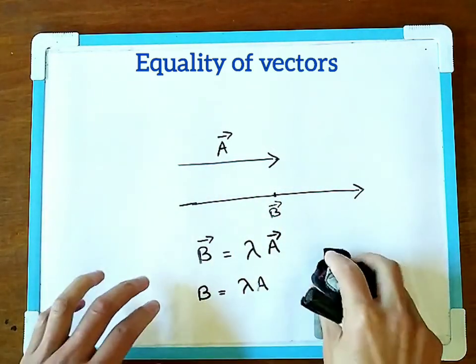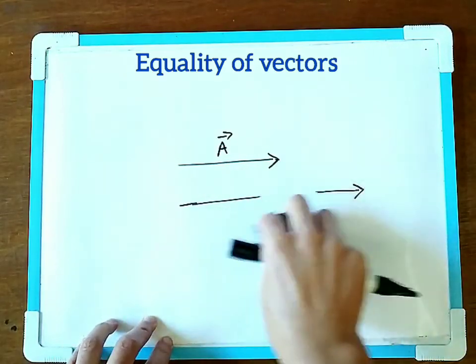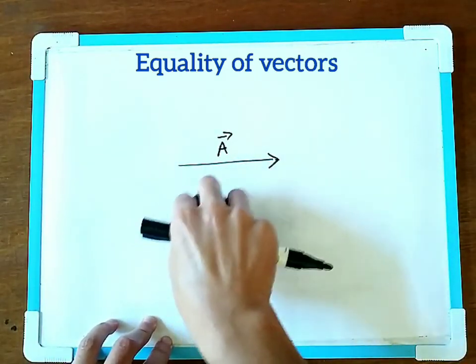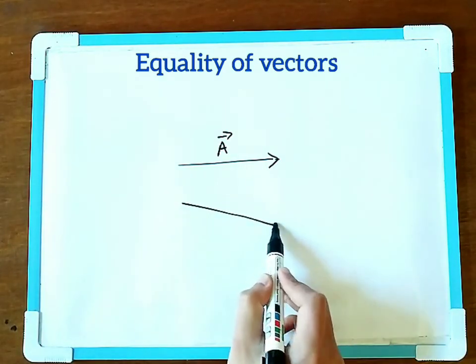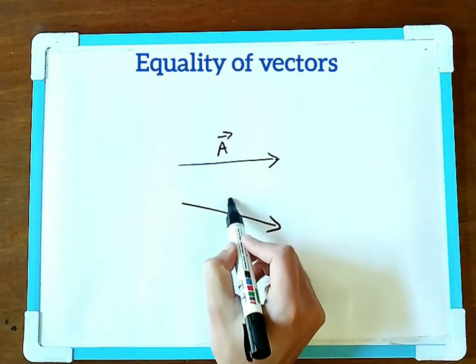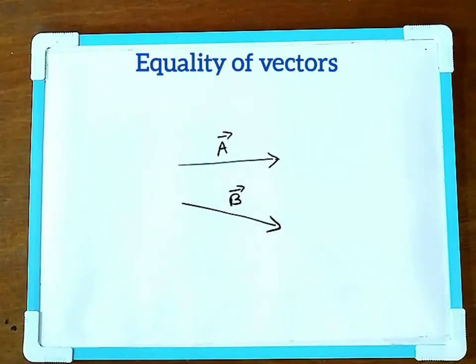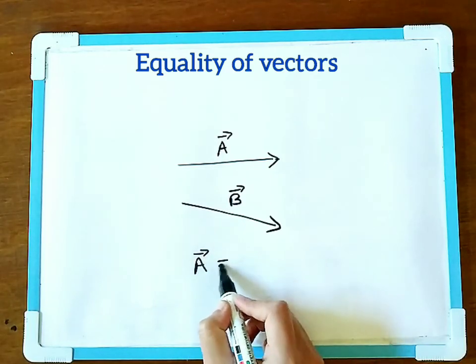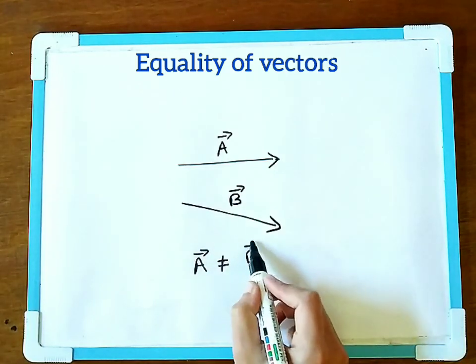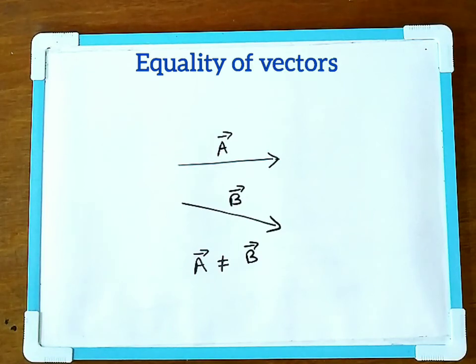But what if they are not parallel? Suppose vector A is in this direction and vector B, say, is in this direction. This is the vector B. If we have such a case, then these two vectors are not equal to one another. They have different direction, they may also have different magnitude, so they are not equal to one another.